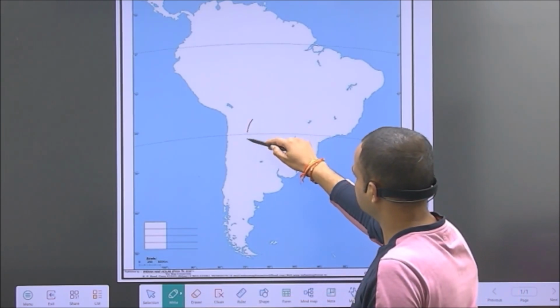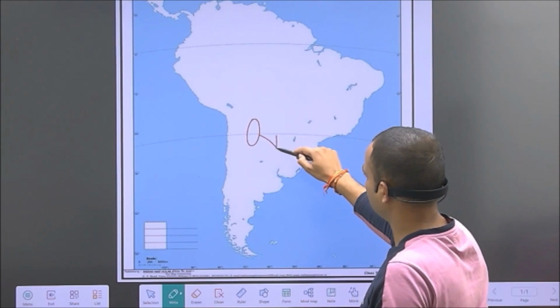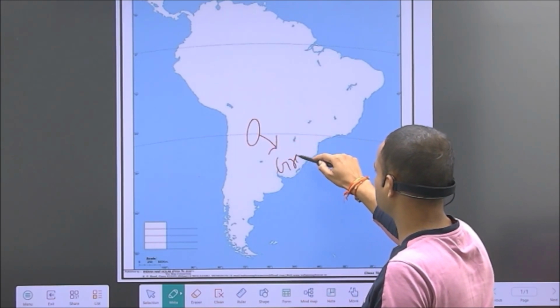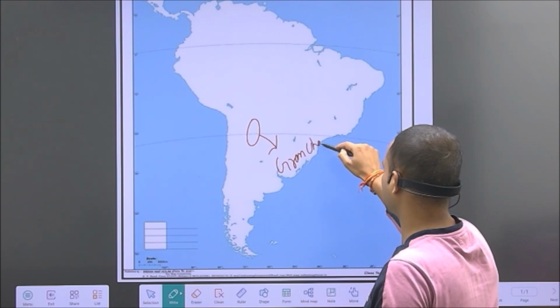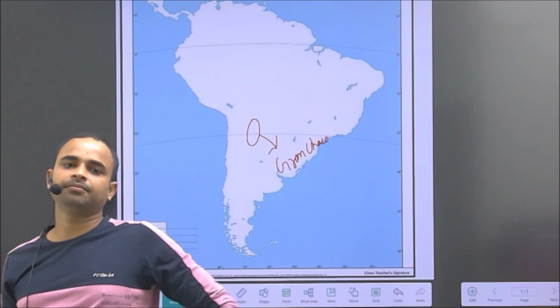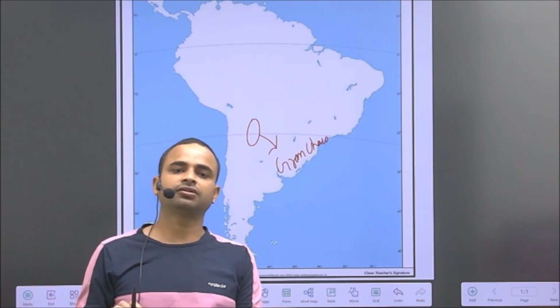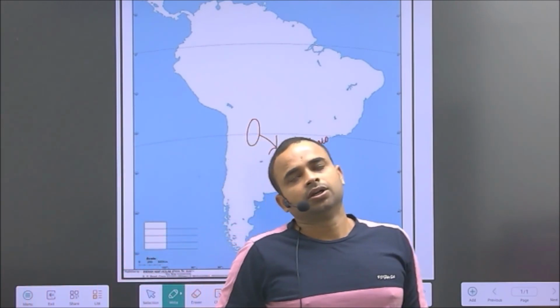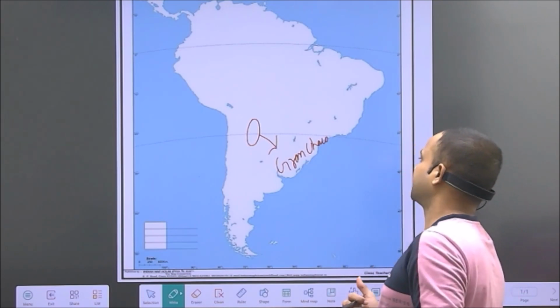Here you can see Gran Chaco. Gran Chaco is popularly known for hunting land because their community is based on ranching. So that's why it is called Gran Chaco.